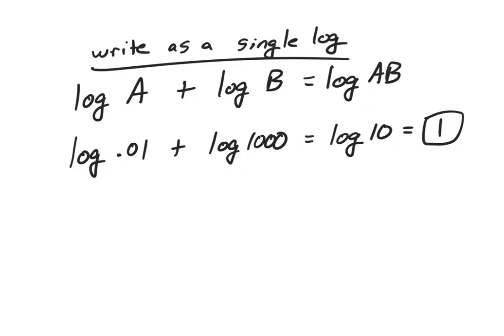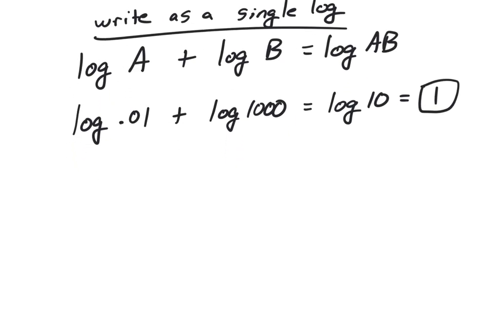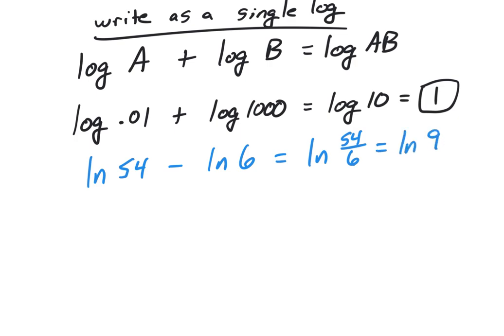Can't do that on every single problem. Because like, let's say I did one like this. The ln of 54 minus the ln of 6. This time we have a minus sign in between. So if we have a minus sign, we're going to divide those two. If I can divide them, I'm going to go ahead and divide them. And so here it becomes the ln of 9.